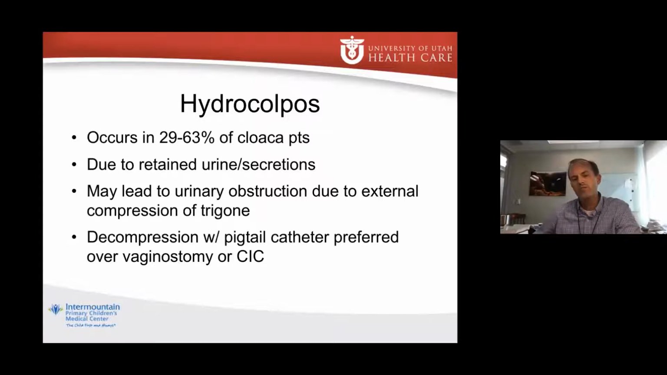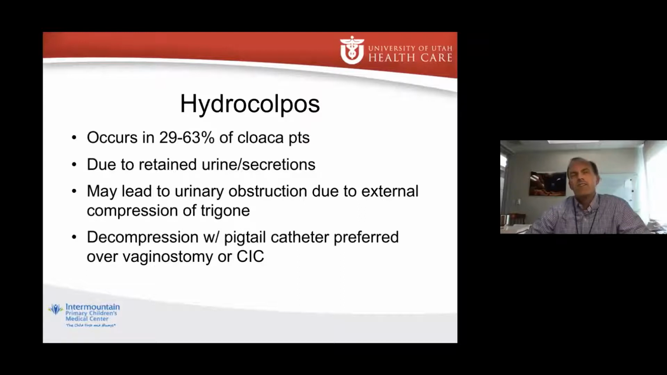There's a couple of different ways to do decompression. One of the simplest ways is to do intermittent catheterization. Frequently, the catheter will preferentially go into the vagina anyways. And so you can do intermittent catheterization on these patients and decompress them that way. And for many patients, that works pretty well, and the parents can be taught to do that. The other option is to put in a pigtail catheter, and you can actually leave those in for 6 months or more. We've left them in for a long time to allow for decompression.